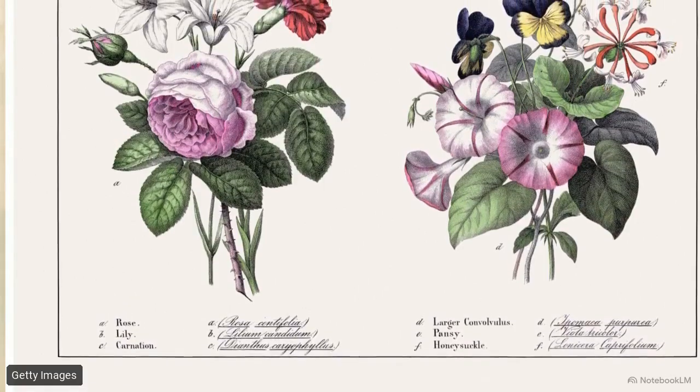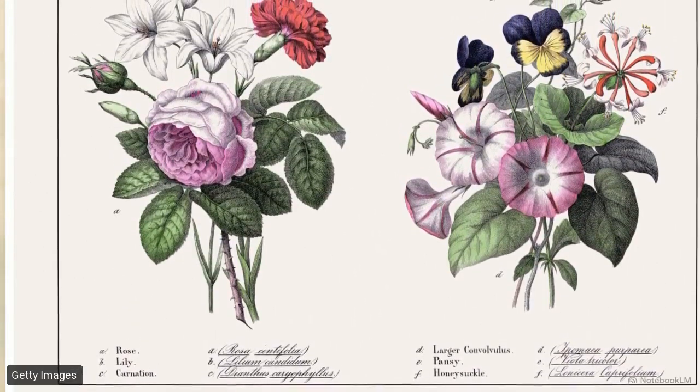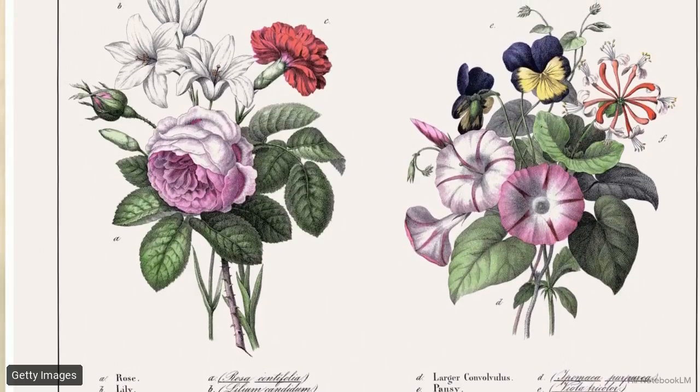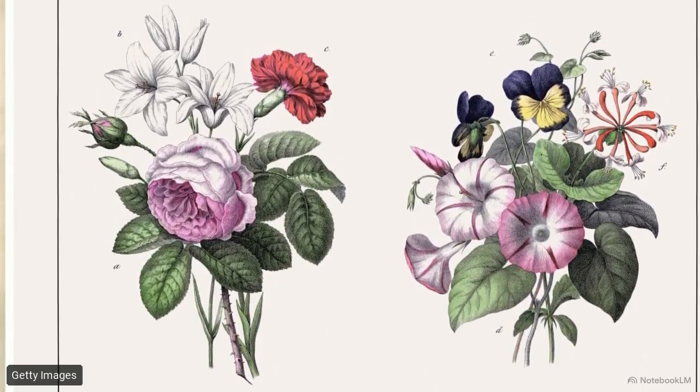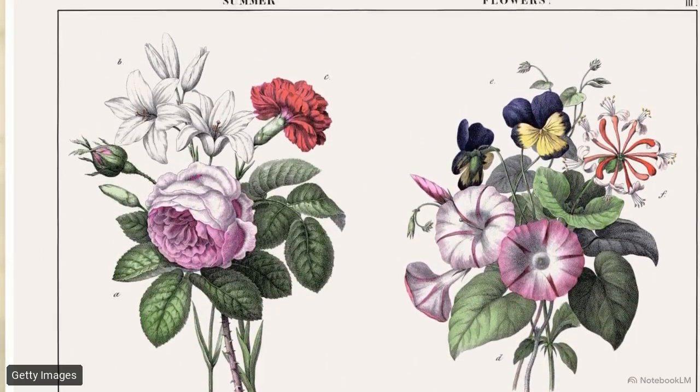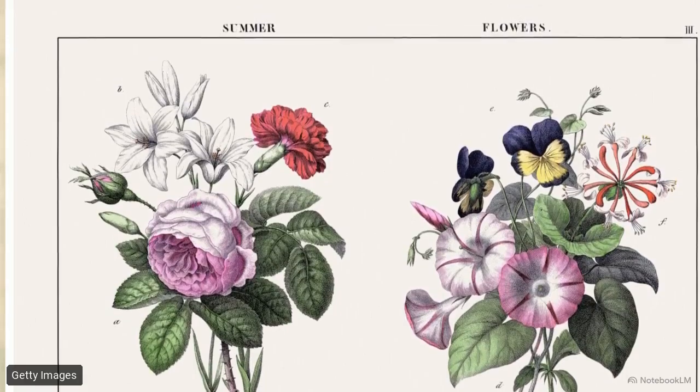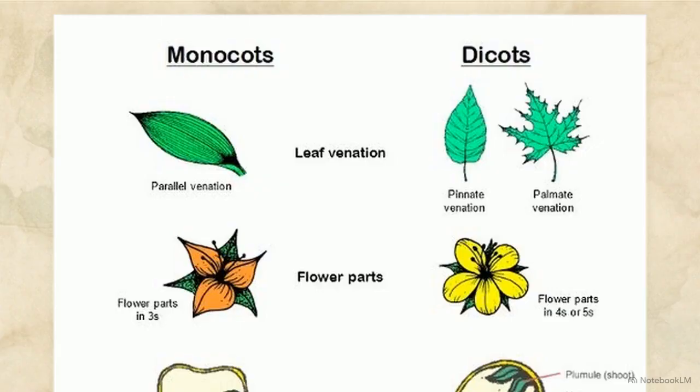These vintage botanical illustrations show how early botanists categorized summer flowers. To determine a plant's relatives, they studied visible traits like the number of petals or the arrangement of leaves. This diagram shows the primary divisions used to sort flowering plants, monocots and dicots.